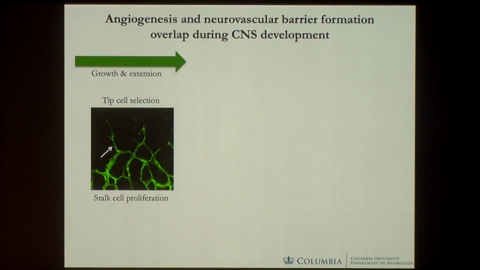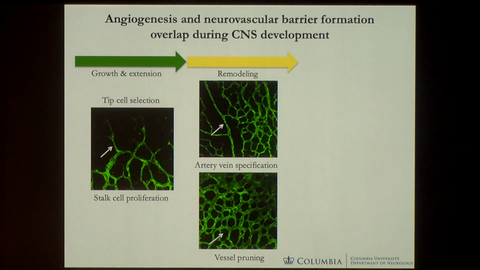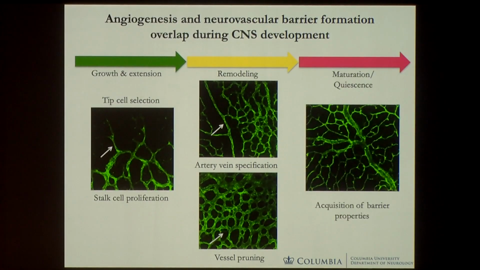As we know, the process of vascular development occurs in three specific stages. First is the stage of vascular growth and the selection of tip and stalk cells. The second phase is the process of remodeling, where the specification of the large arteries, veins, and capillaries is established, and there is the vascular pruning. And the third phase is the acquisition of organ-specific properties, which in the central nervous system relates to the acquisition of the barrier properties.